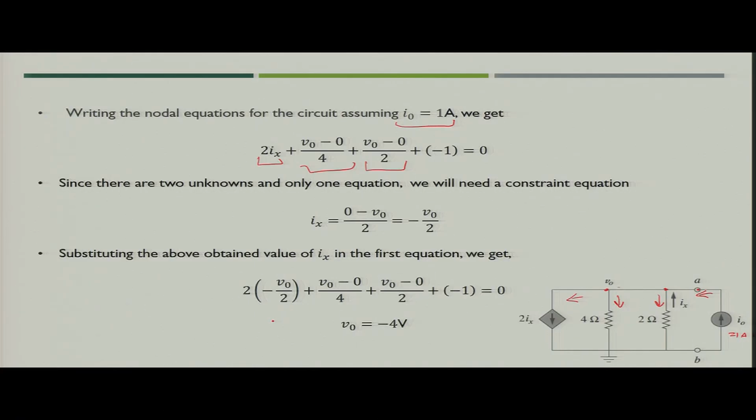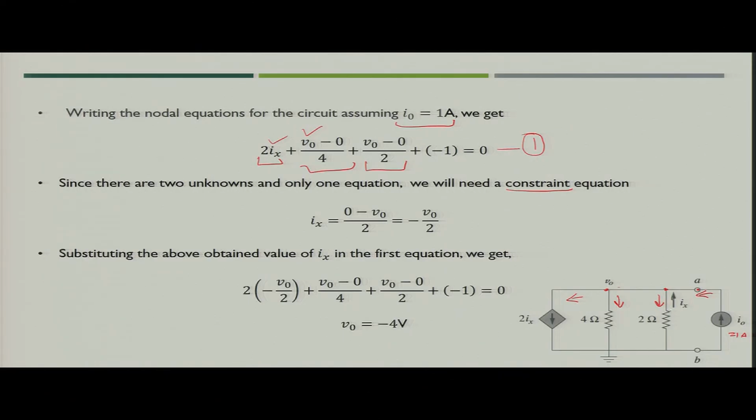you will get the equation in terms of V naught and I x. Now, the problem would be that since we have only one equation and we have two variables, we need at least one more equation to solve this circuit. So, from where we will get the second equation? The second equation we will get from the constraint equation, that is the constraint in this case is current I x, which is defining the value of dependent current source, that is 2 I x.